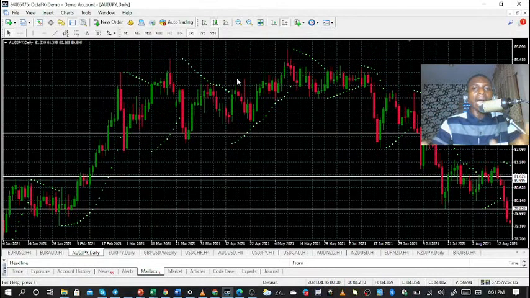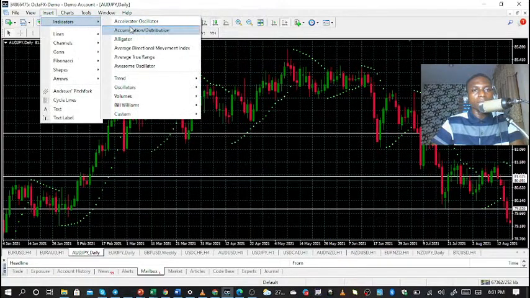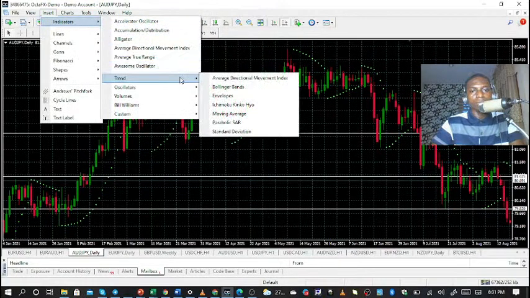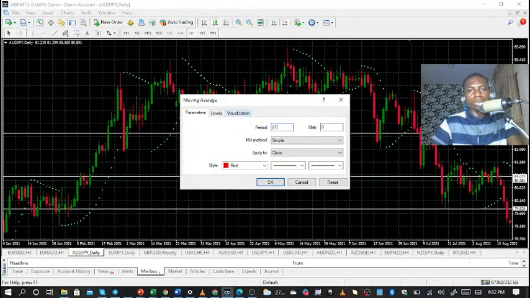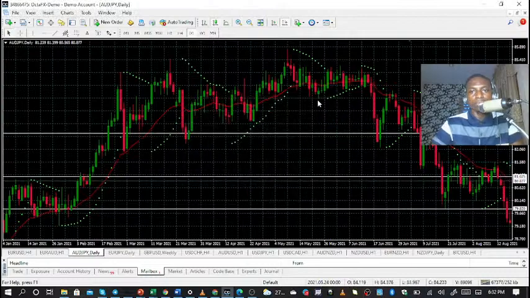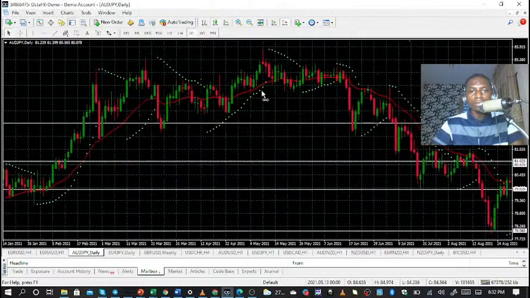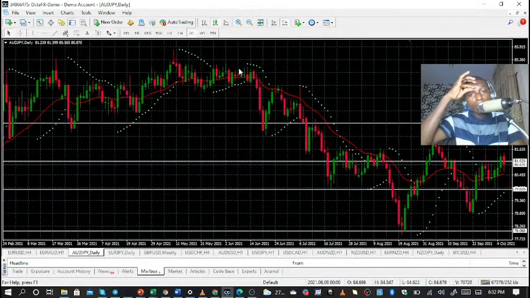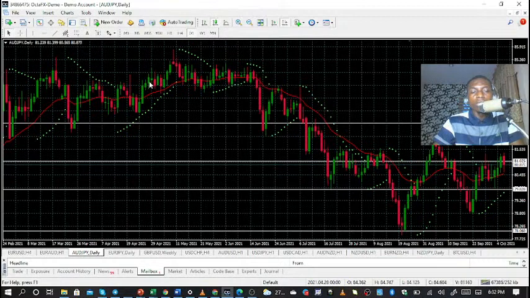Sometimes parabolic SAR is mixed with a moving average. Let me see if I can get a moving average here. They are used to track the trend line. Okay, let's use moving average 21, exponential. Okay, cool. Now, you can use two moving averages.